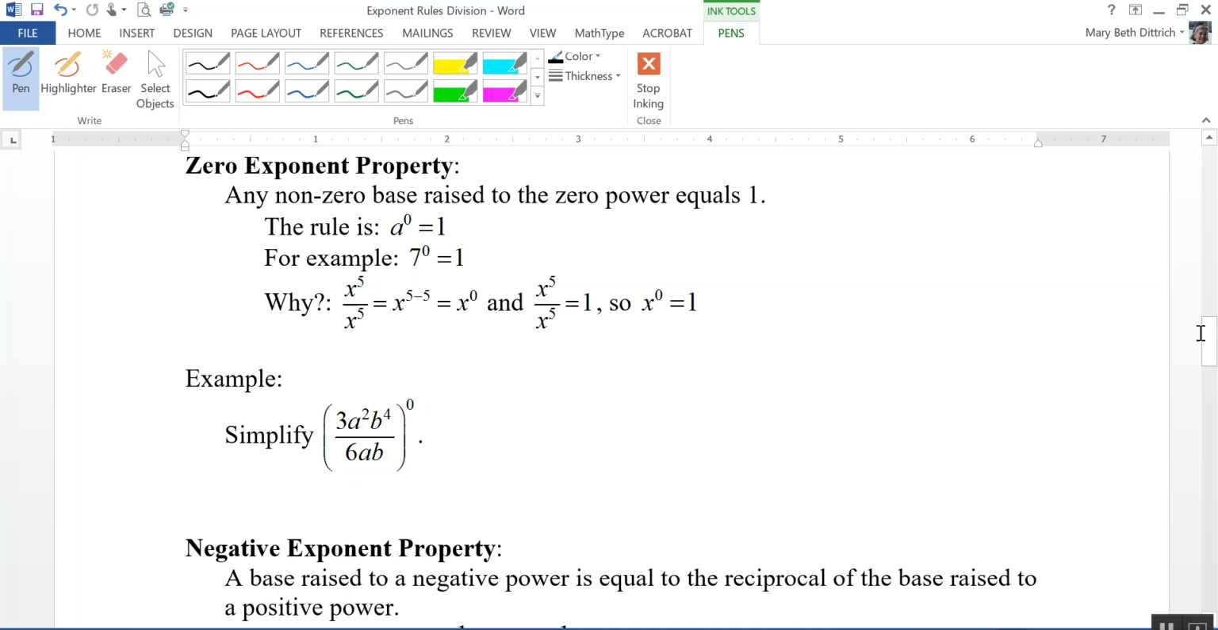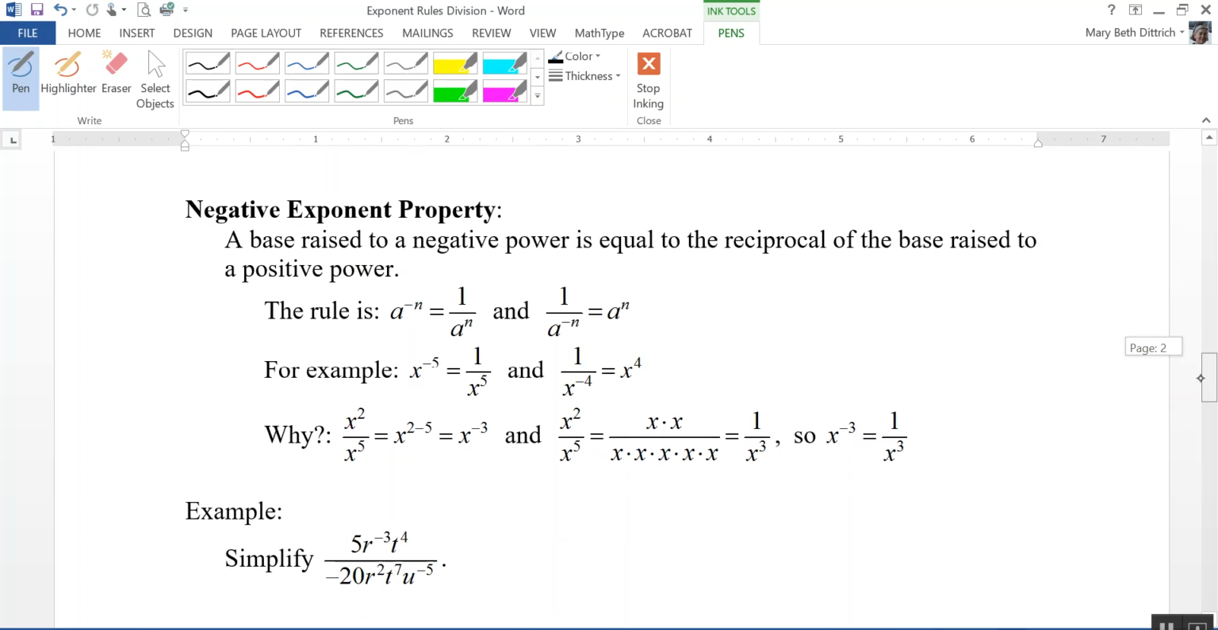So here's an example. Simplify 3a squared b to the fourth divided by 6ab, the whole thing raised to the 0 power. It doesn't matter what's inside the parentheses here. If this whole quotient is being raised to the 0 power, that is just equal to 1.